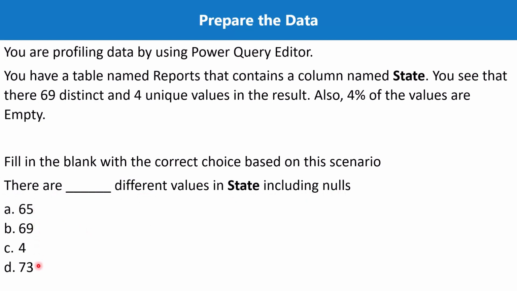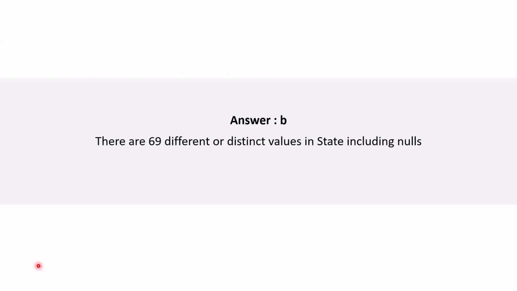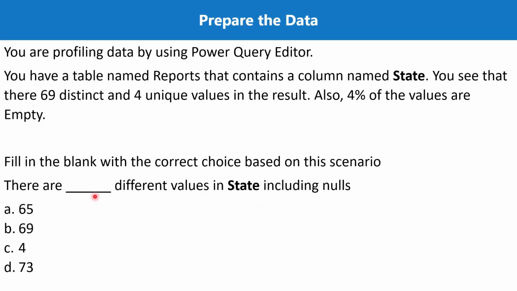So the correct answer for this question is option B, which says that there are 69 different or distinct values in state, including null. So here you have to actually just look at the statement. The statement says that you have to point out different values, including the null. So we know that different values means that the distinct values are being asked. So 69 is the correct answer because we have 69 distinct values.